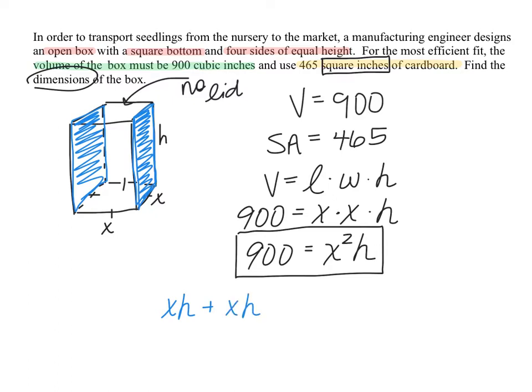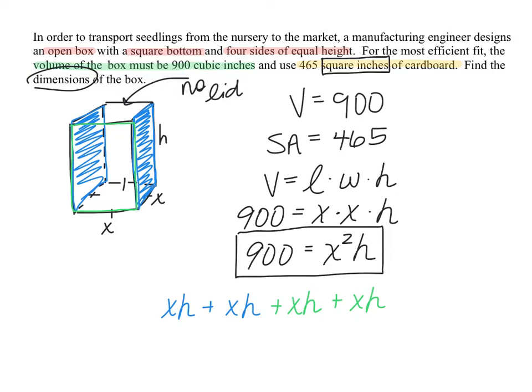Now let's look at the front of this box. The front I'm outlining in green. This is also a rectangle, with a base of x and a height of h. So it also has an area of x times h. And so will the back side of the box. It will also be a rectangle with an area of x times h. So far I have added up all of the areas of the four sides.